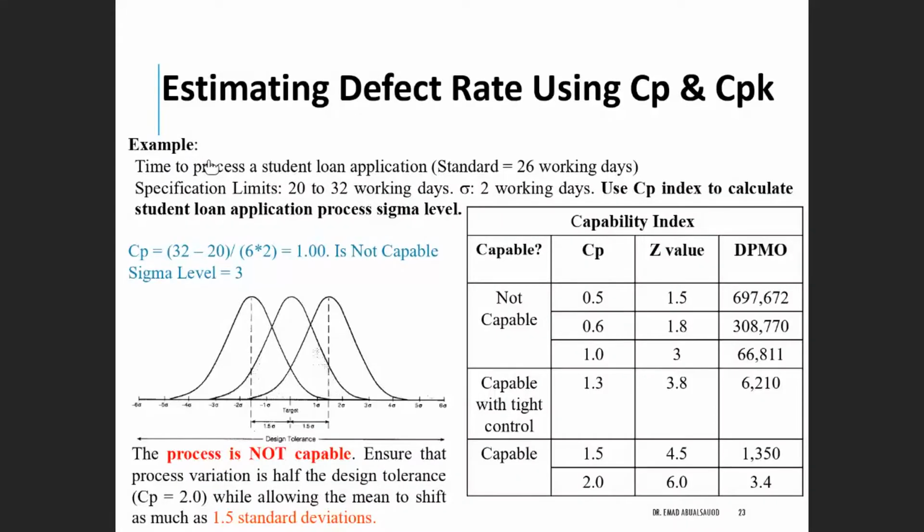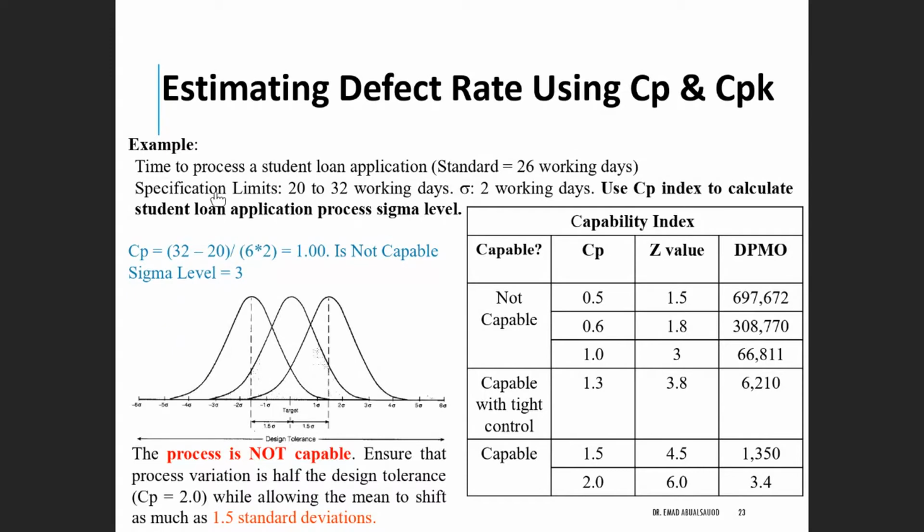Here is an example for estimating the defects rate using the process capability index, whether you are going to calculate the DPMO or the sigma level. The example says: time to process a student loan application. Processing time is the completion of the loan process until approval. The standard is 26 working days. So this is the standard specification for the process of approving the student loan: 26 working days.